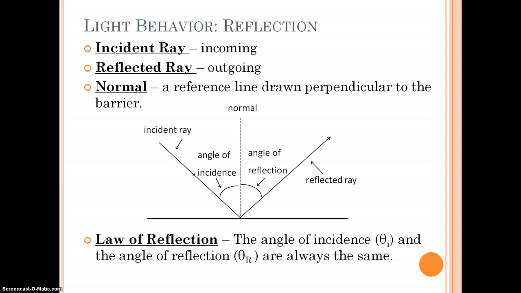So that brings us to the law of reflection. You'll like this law because it's easy. The angle of incidence is always going to equal the angle of reflection. So whatever angle a ray comes in at to a mirror, it will reflect out at the same angle. I don't think that one's too confusing.